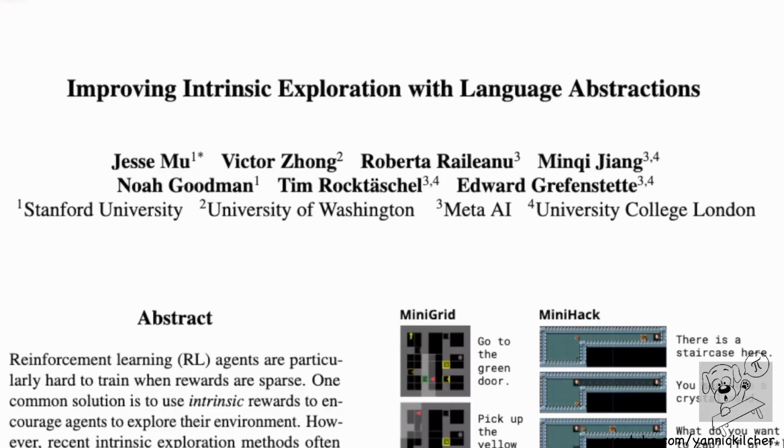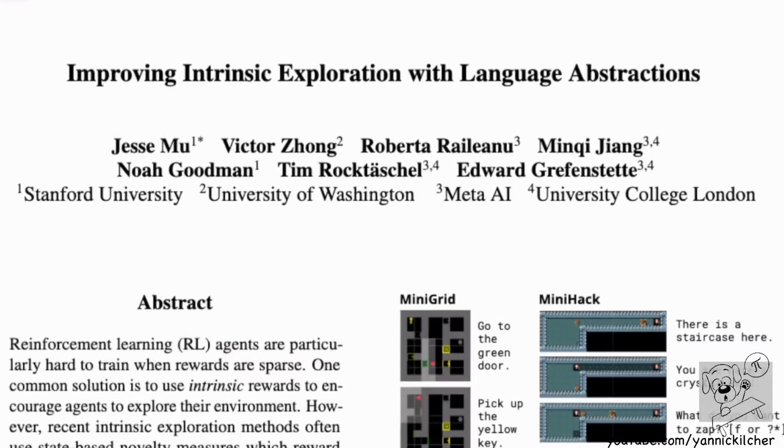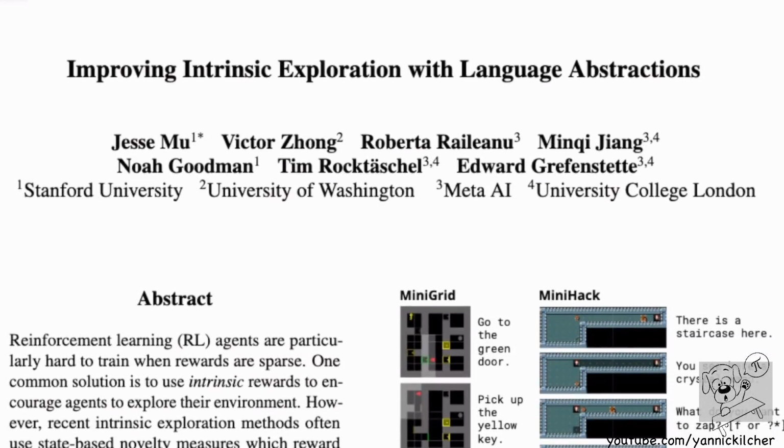Hi there. Today we're looking at Improving Intrinsic Exploration with Language Abstractions by researchers of Stanford University, University of Washington, Meta AI, and University College London. This paper on a high level uses language to facilitate intrinsic exploration. That is when, in the face of a very sparse environment, a reinforcement learning agent has to come up with its own goals in order to make progress.